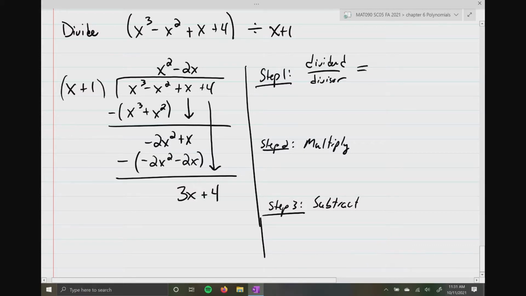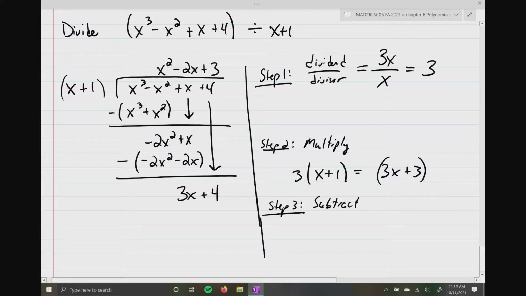So I just erase. My dividend is 3x. My divisor is x. So this turns out to be a positive 3. I will take 3 and multiply it times x plus 1 to give me 3x plus 3 in parentheses. I take that and write it directly underneath my problem.